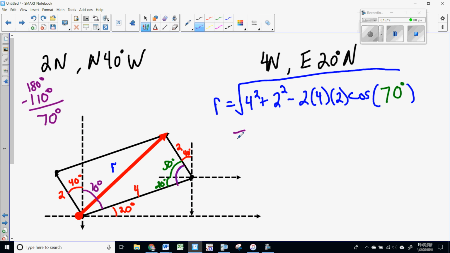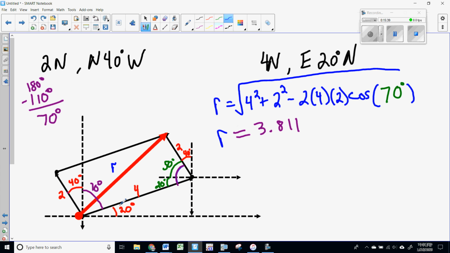So now we put that in our calculator with the law of cosines, and we get 3.811. Now, that just gives us our length. That's our R.